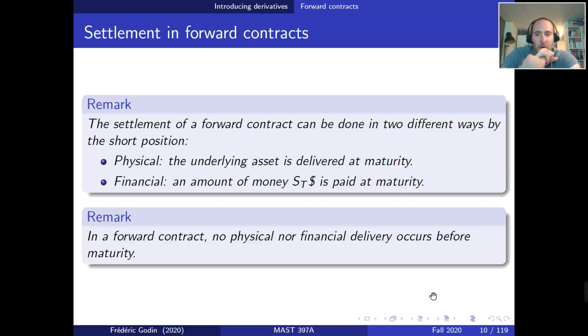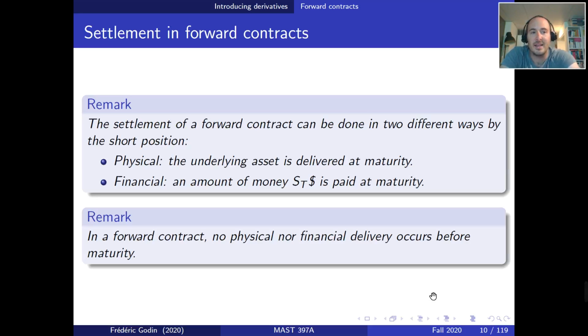So in a forward contract, we can sometimes talk about the settlement mode or type of settlement, and there might be two possible types of settlement for a forward contract. The first one is what we call physical settlement. This means that at the maturity date, the underlying asset is delivered physically. So for example, if your underlying asset is cereal, then at the maturity date, the short position will ship the cereal to the long position.